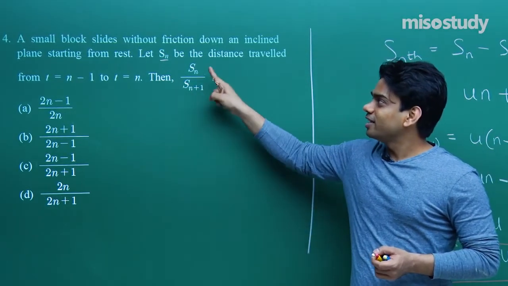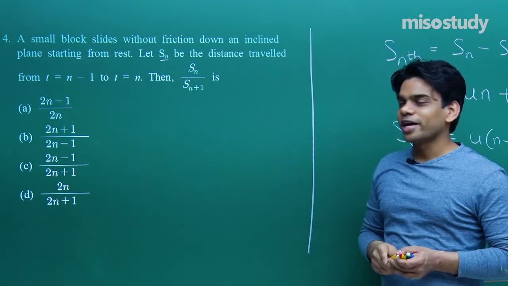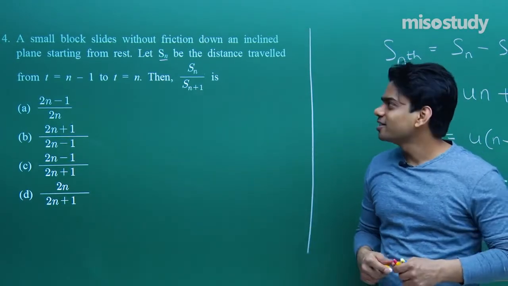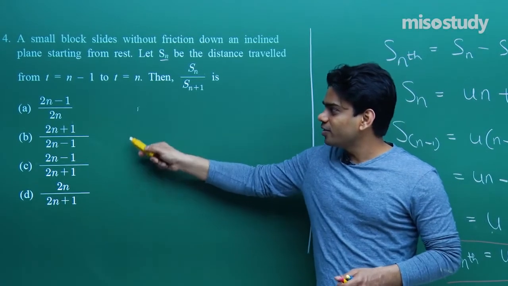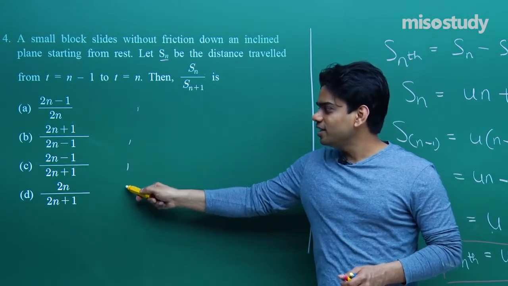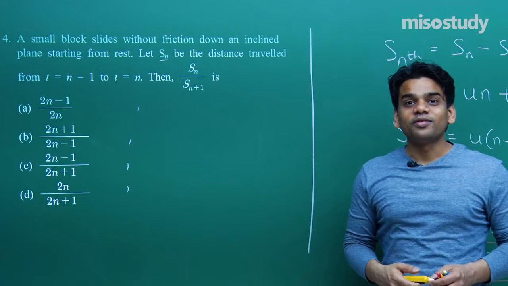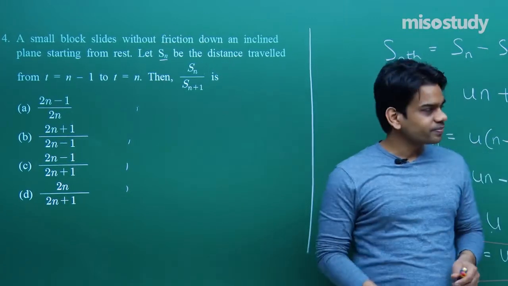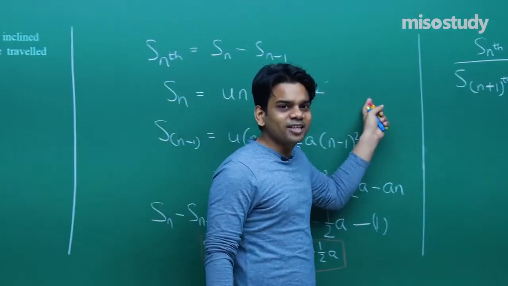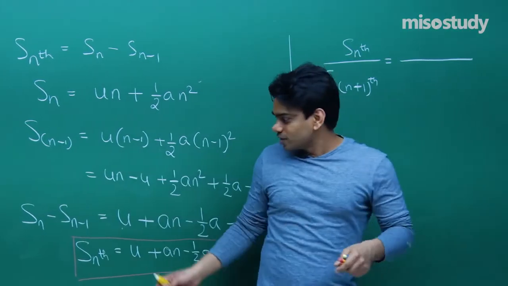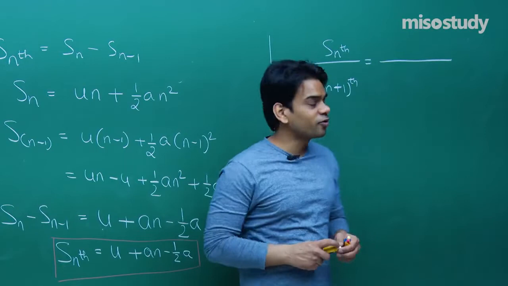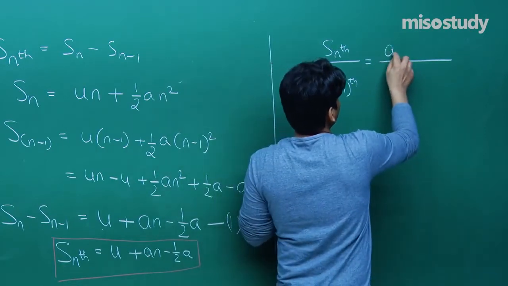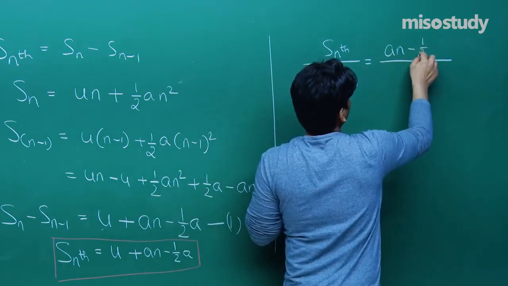Starting from rest, let Sn be the distance traveled from t equals n minus 1 to t equals n, that is Snth, then Sn upon Sn minus 1. Options you all can see A, B, C and D. We need to verify which one of them is true. For Snth, u is 0, I am going to use this formula. You put u as 0, and you will be left with an minus half a.